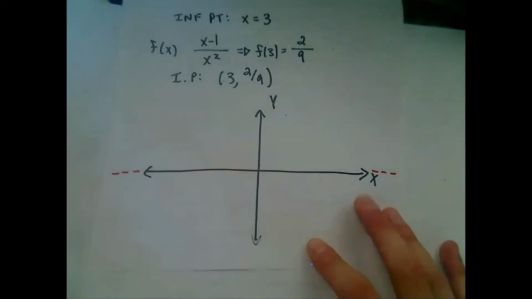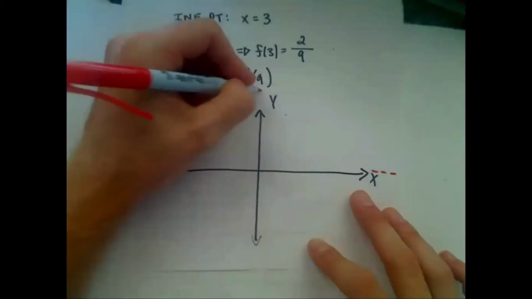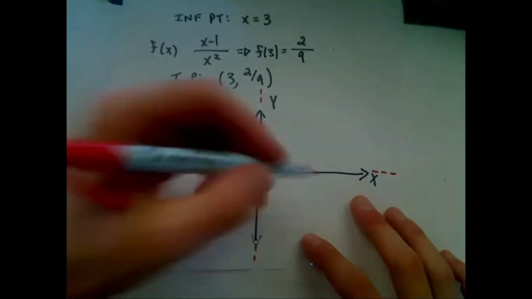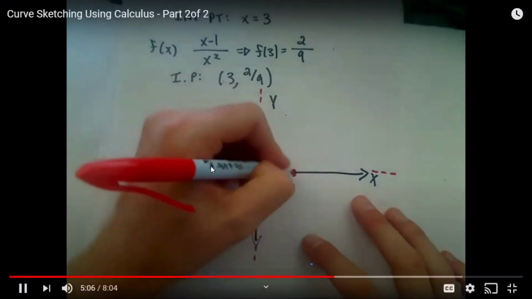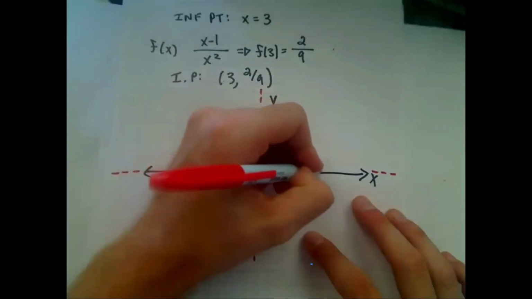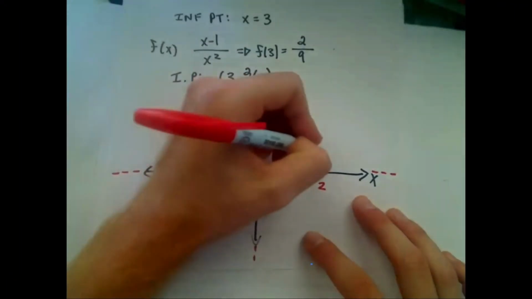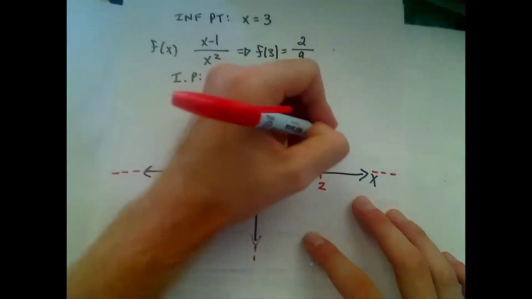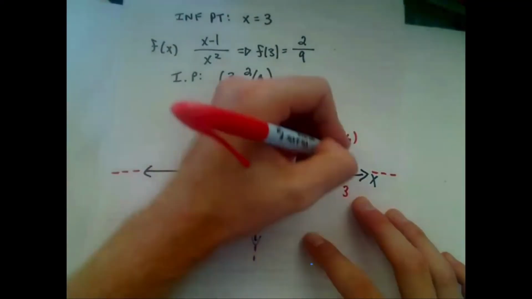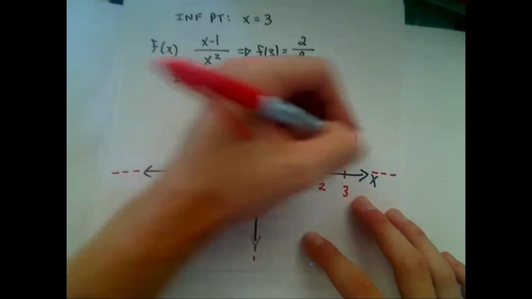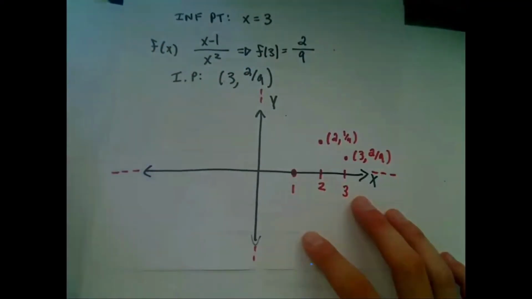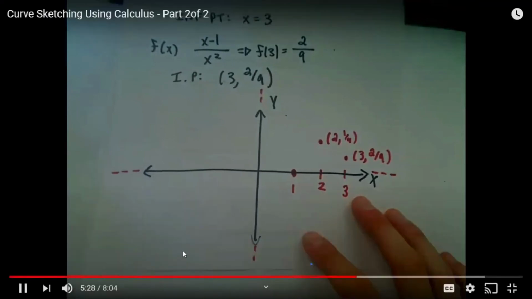Okay. Well, we said y equals 0 was a horizontal asymptote. We said x equals 0 was a vertical asymptote, so there are those points. We said that at x equals 1, that was our x-intercept. Our local max was at (2, 1/4). So I'm going to put it up here a little bit. And then over here at (3, 2/9), we're going to have our inflection point.